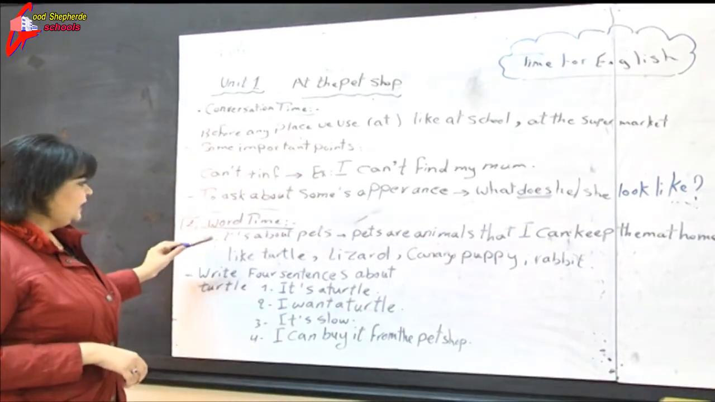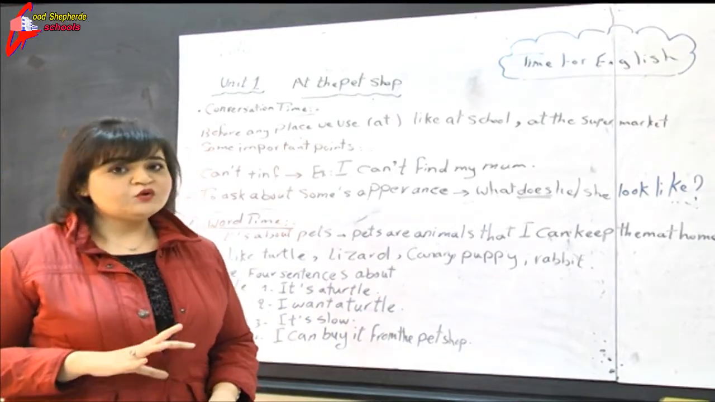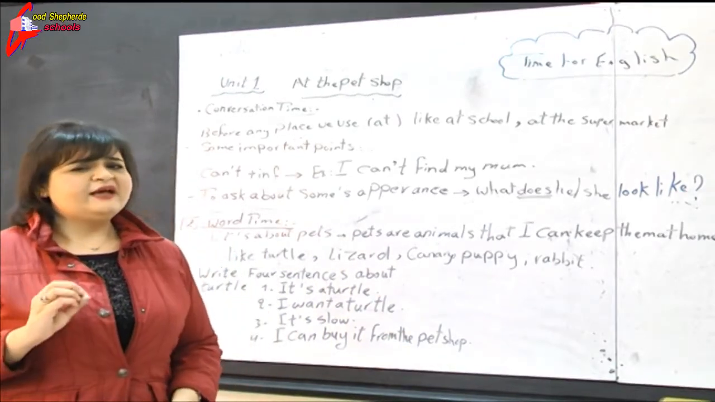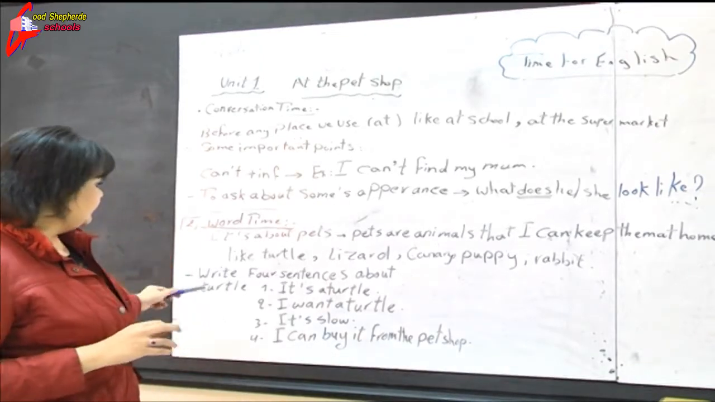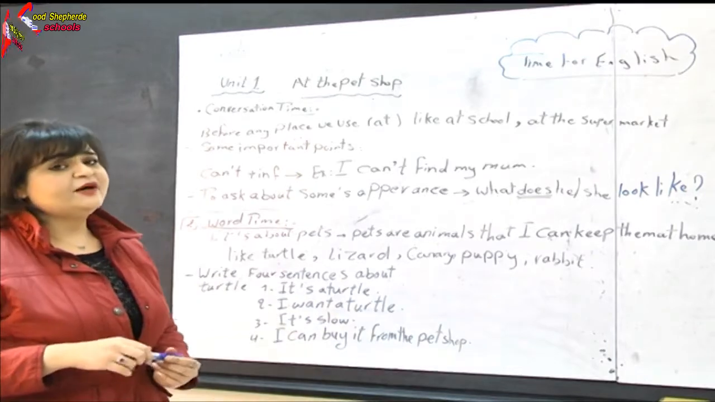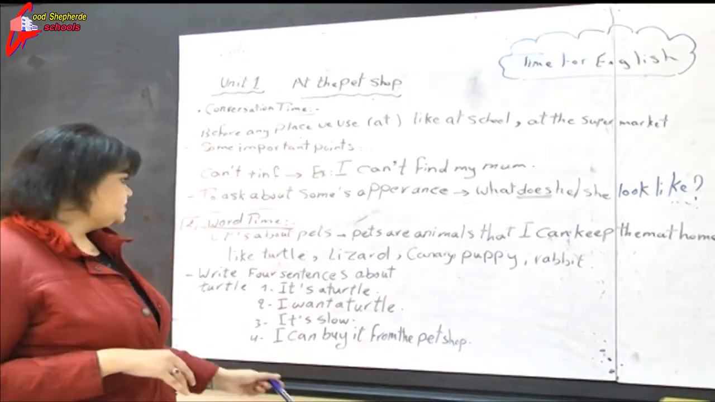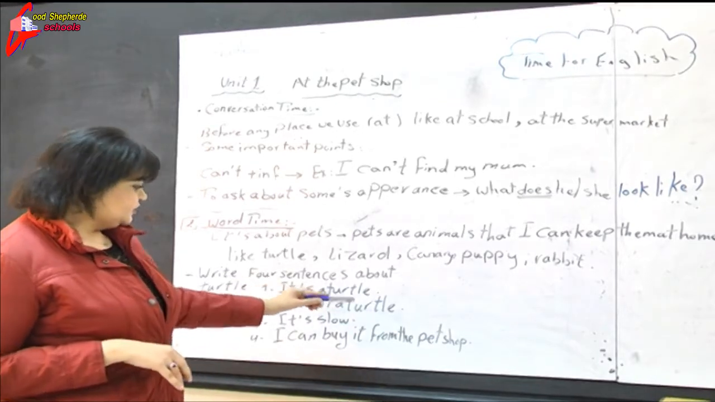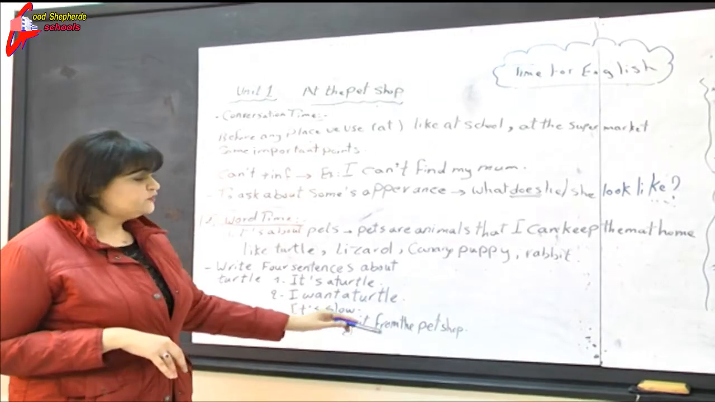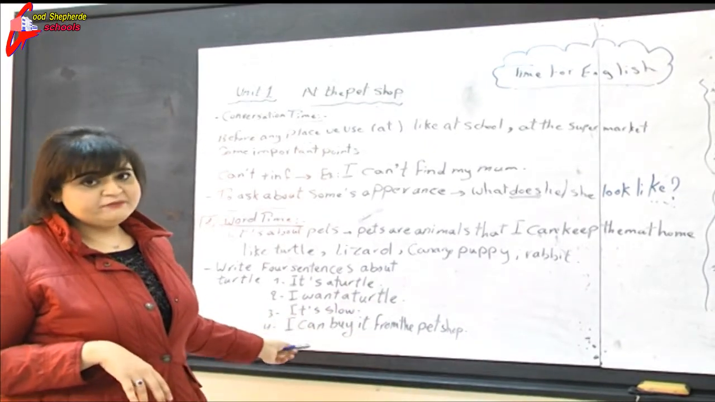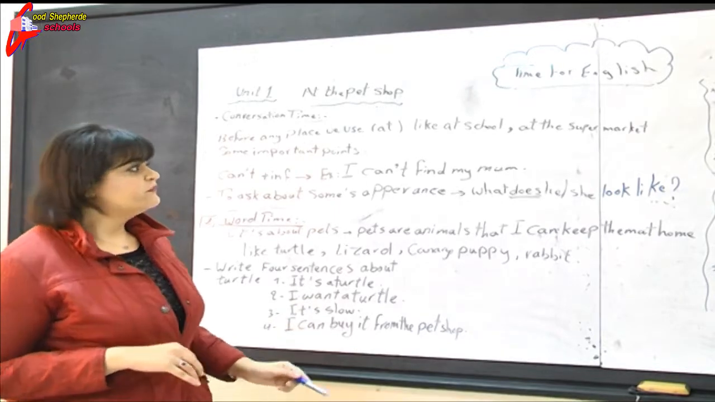Word time: I have the pets. Pets means the animals that I can keep at home, like turtles, puppies, kittens. So let's see here how to write 4 sentences about each one. You have to know and practice at home, of course. Turtle: It's a turtle. I want a turtle. It's slow. I can buy it from the pet shop. This is only an example, but you have to practice with all the 8 words, okay?